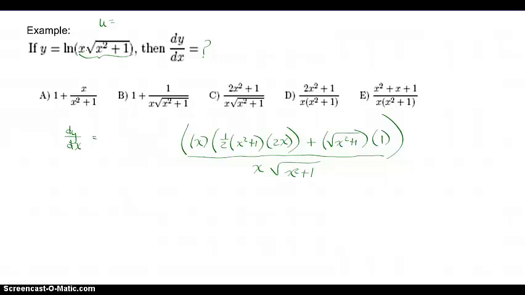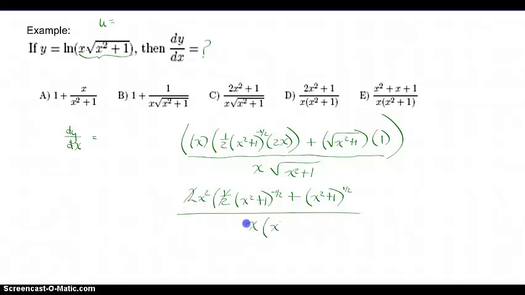And so if we try to clean it up so we can match one of those choices, this cleans up to 2x squared times 1/2. So those things cancel. I dropped my negative 1/2, didn't I? Yeah, so 1/2 pops down front, reduce the power by 1. So this becomes (x squared plus 1) to the negative 1/2. That x and that x are x squared, plus (x squared plus 1) to the positive 1/2, all over x times the quantity (x squared plus 1) to the positive 1/2.